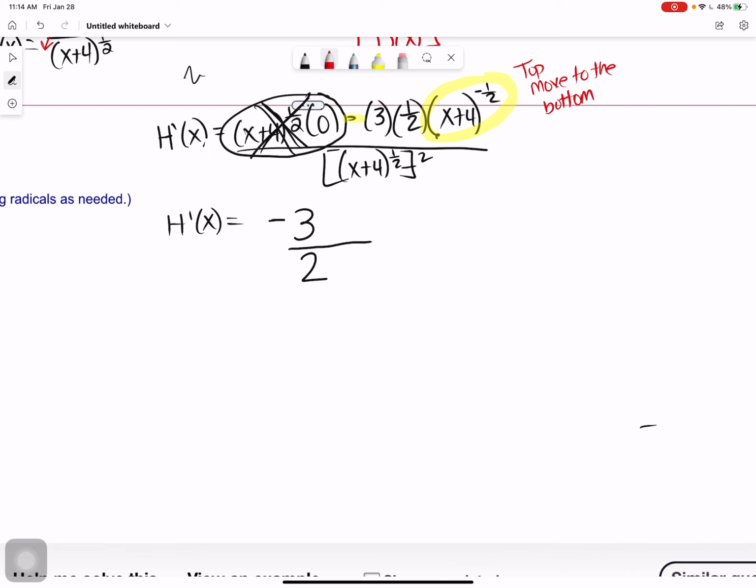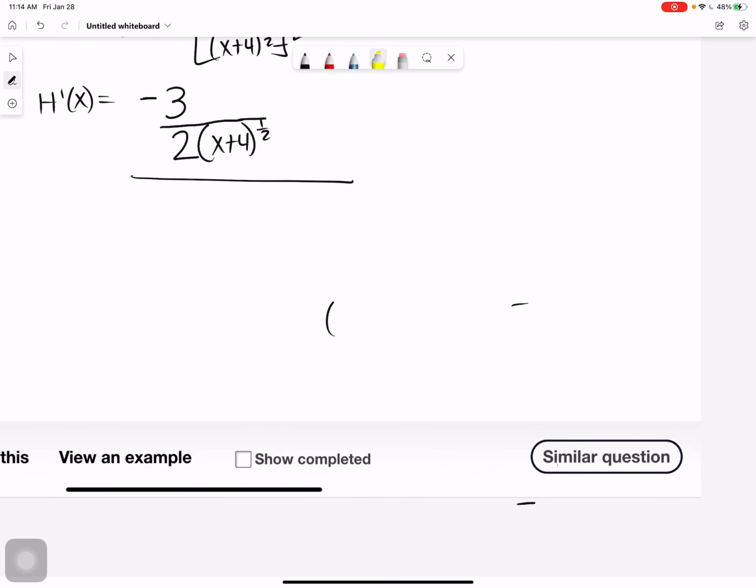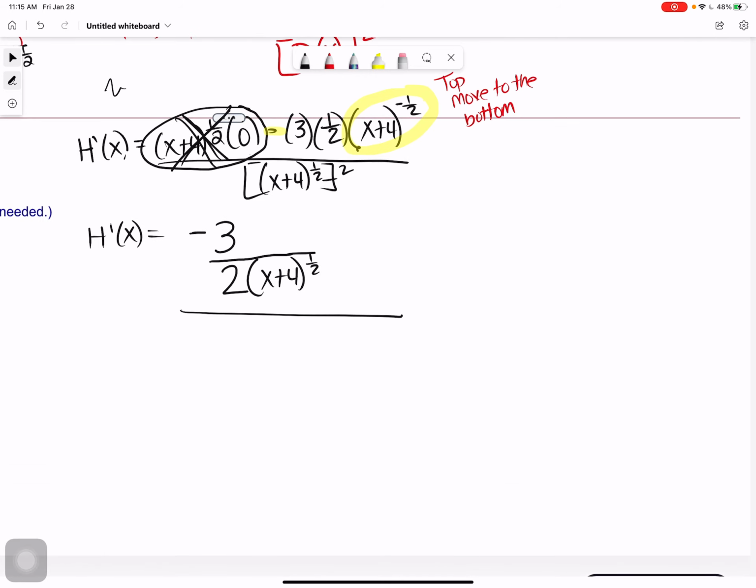Because I don't want that negative exponent. And if I put that x plus 4 in my denominator, meaning down here with that 2, I can rewrite that so that that 1/2 is positive. But now what you see is that I also have this big fraction bar, and I have this x plus 4.